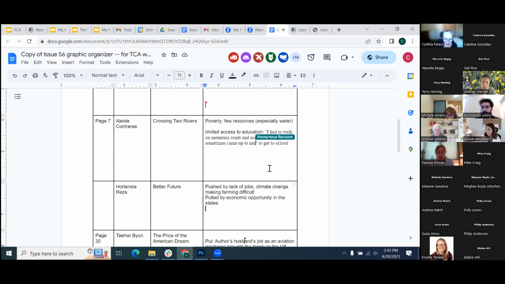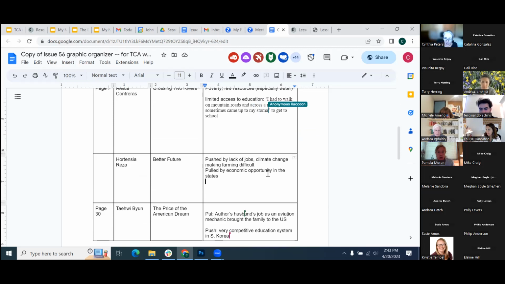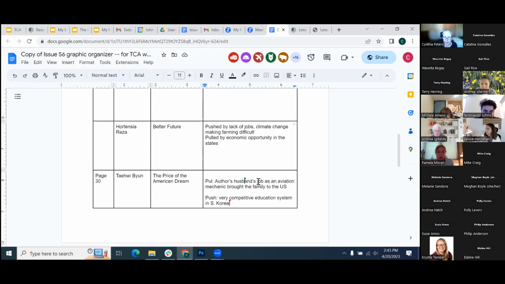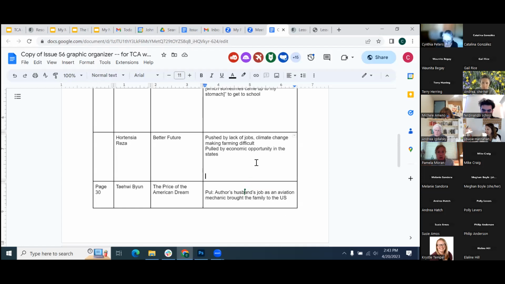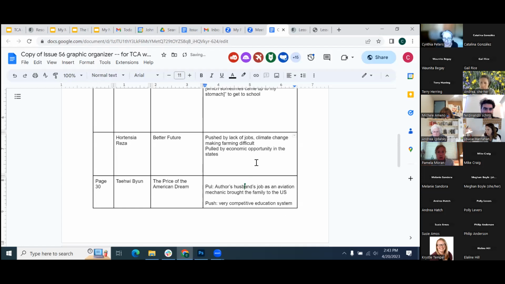For "A Better Future," that family was pushed by a lack of jobs, by problems with climate change making farming more difficult, and they were pulled by economic opportunity in the United States. In "The Price of the American Dream," the pull was the author's husband had a job in aviation. And the push away from the competitive educational system in Korea and preferring the US system. Kind of interesting, isn't it? Like what pushes and what pulls, and just the conceptual work of thinking about what pushes and what pulls you.